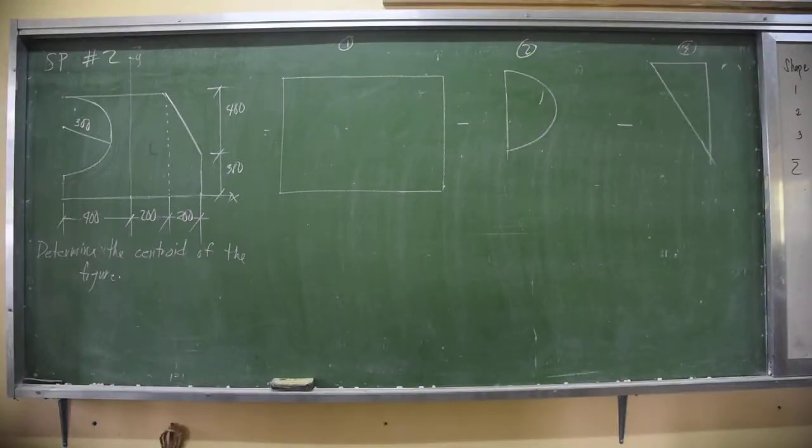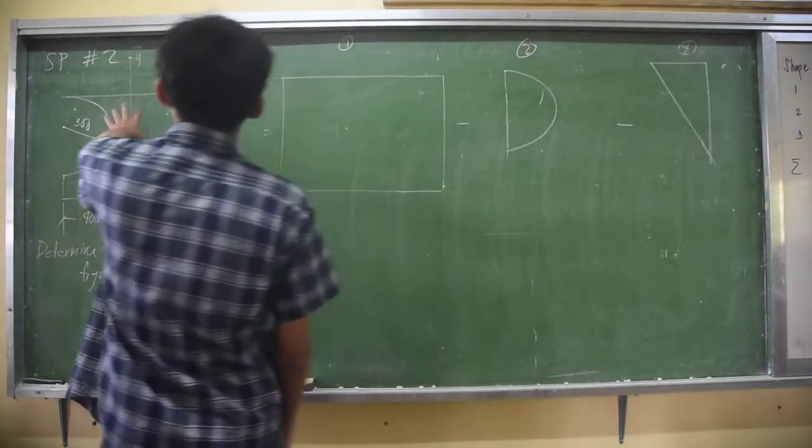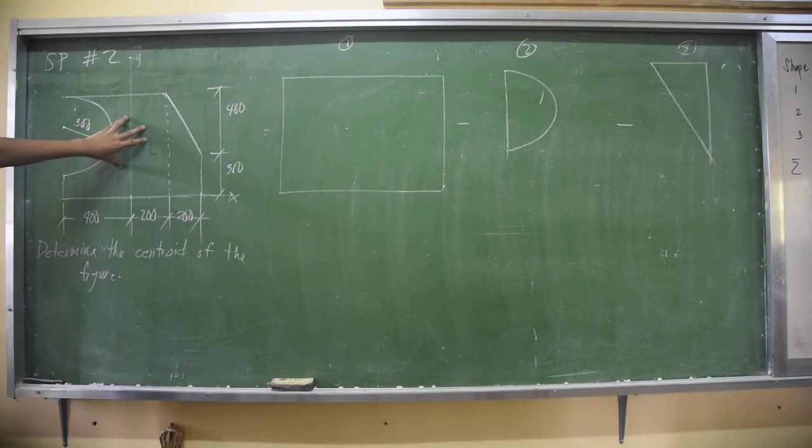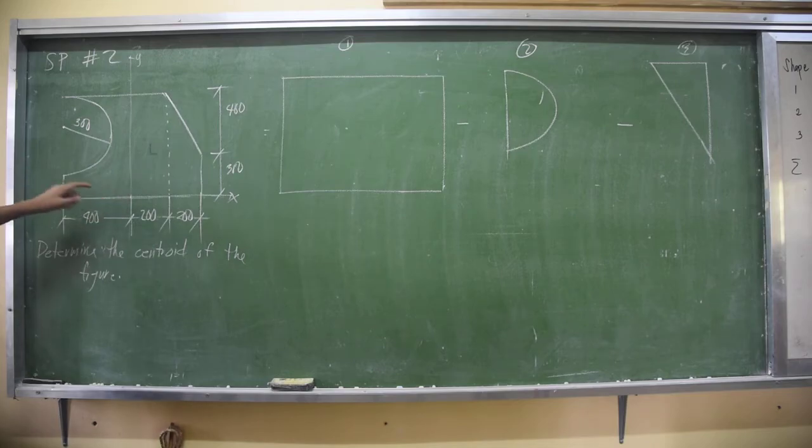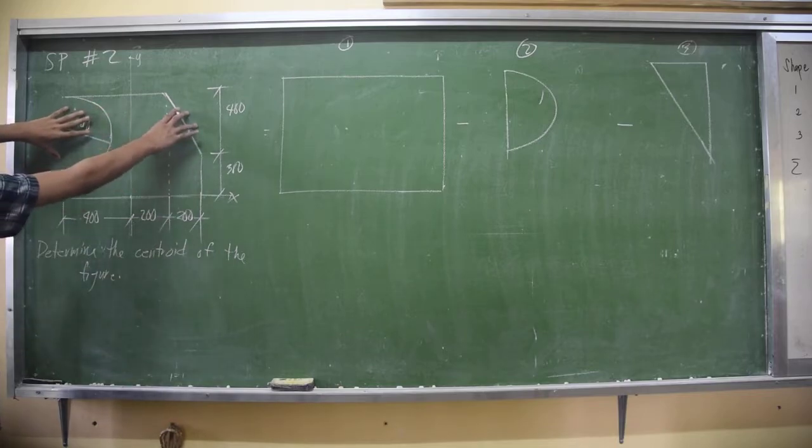Sample problem number 2 is determine the centroid of the figure. So, the first step here is to set a point of origin on the main figure. Because to determine the centroid of each figure, we need a set origin point here so we know where to place the centroid of the whole figure.